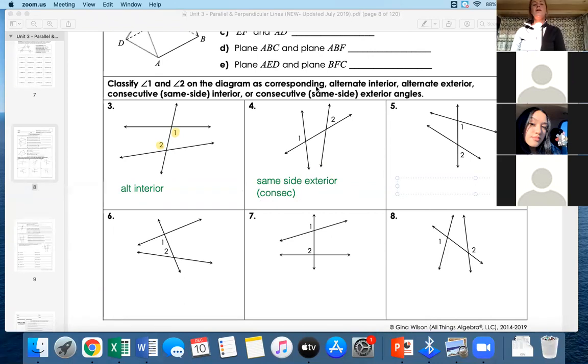Now we have angle 1 and angle 2 in picture 5. So if you're just now joining us, when we look at that, we're looking at this angle right here and this angle right here. So 1 and 2. Yeah, perfect, corresponding. And questions on the test are just like this.